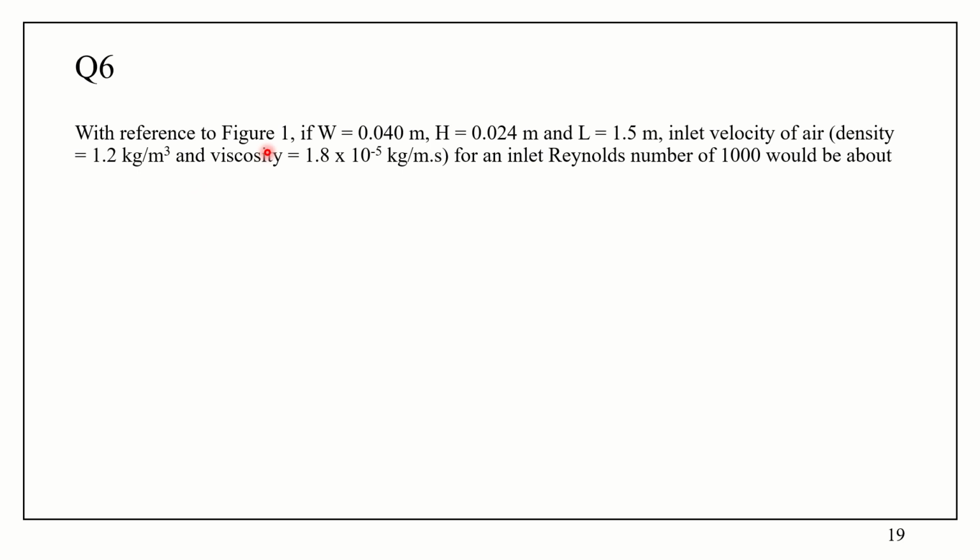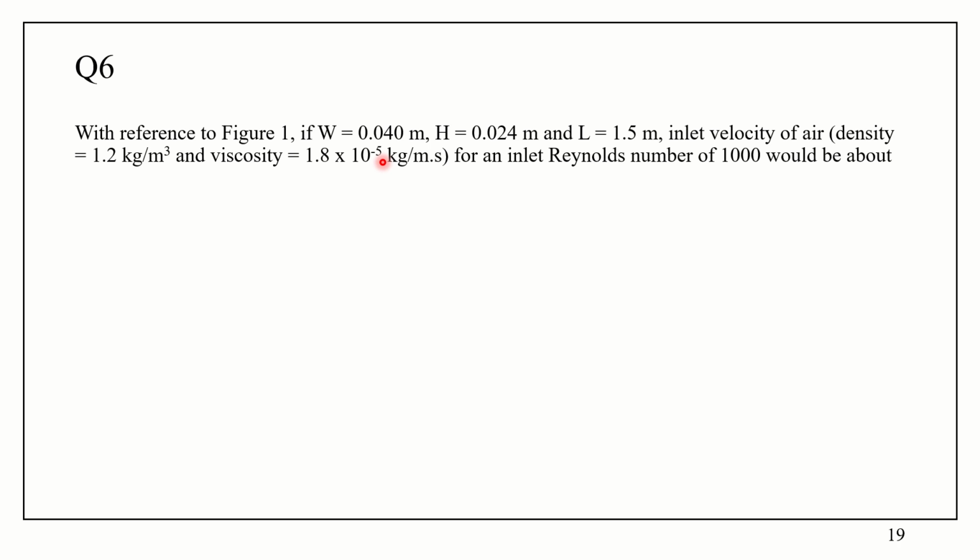Now going to question 6. In question 6, it is mentioned that with reference to figure 1, if W is equal to 0.004 meter and H is equal to 0.024 meter, length is equal to 1.5 meter, inlet velocity of air given the density is 1.2 kg per meter cube and viscosity is 1.8 into 10 power minus 5 kg per meter second, for an inlet Reynolds number of 1000 would be about dash. So we'll read the question again.